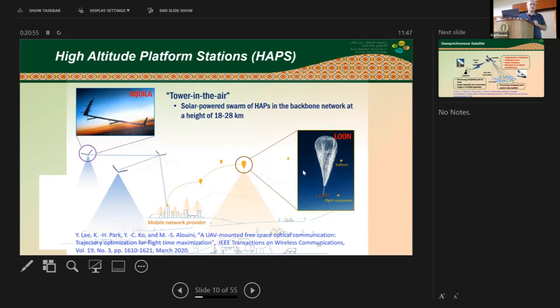And again, the beauty of all the solutions I've been talking about here is you don't need special equipment. You can use your standard phone that you're using every day to connect to a nearby base station, or to a base station that is attached to a HAPS, 20 kilometers in the air. Many experiments have already been done, 4G, even 5G, connecting a regular phone to a base station in the air, and the coverage can be quite big, okay?